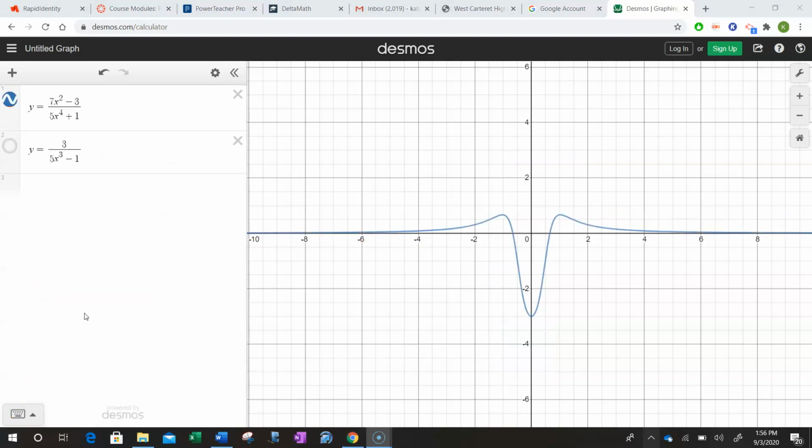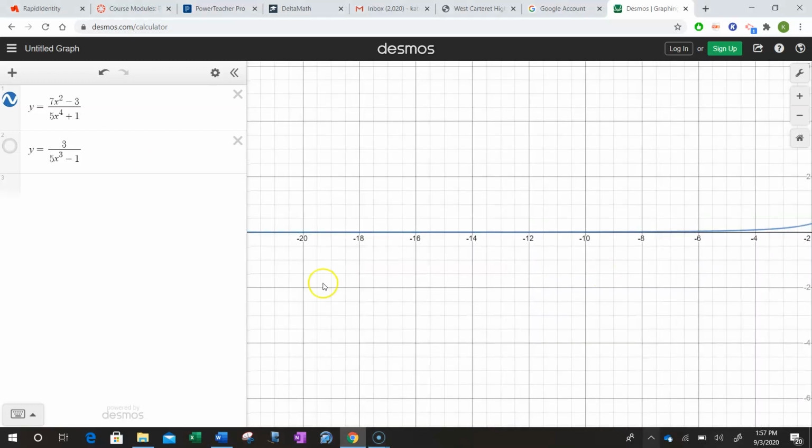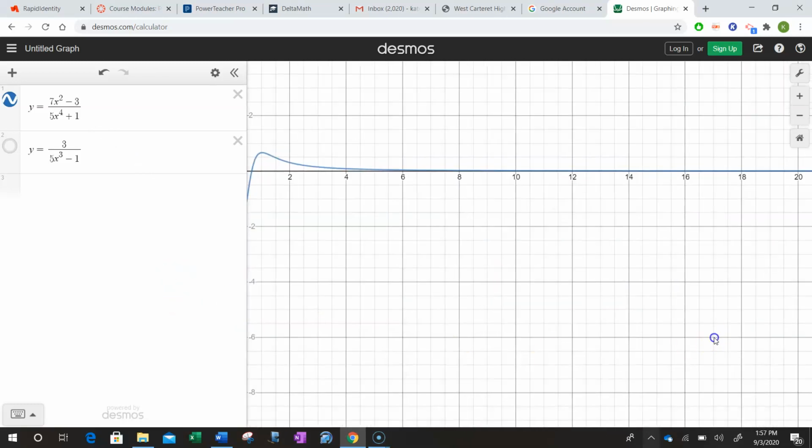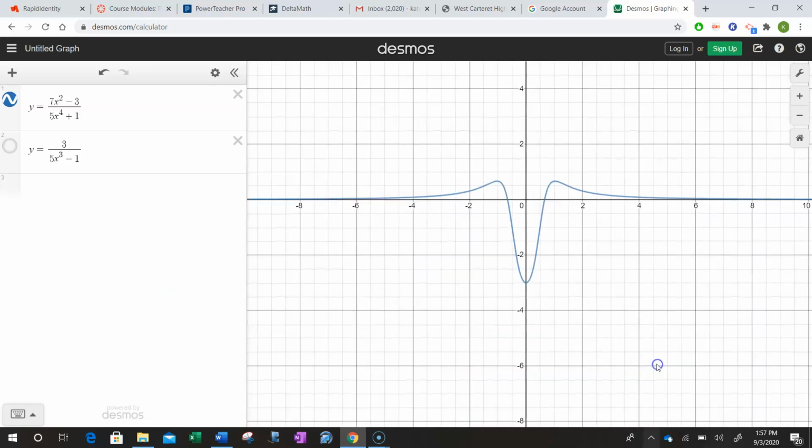Here's the second graph. This one's really funky looking because it actually doesn't have a vertical asymptote, and we're so used to rational functions always having vertical asymptotes, but they don't necessarily have to. If you were to take the denominator of this function, 5x to the fourth plus 1, and set it equal to 0, and find its zeros, it only has imaginary roots. So therefore, there's no real number that makes the denominator equal to 0. Therefore, it doesn't have a vertical asymptote, but it's still a rational function. And again, if we look as x gets really big in the negative direction and in the positive direction, this function converges towards 0.